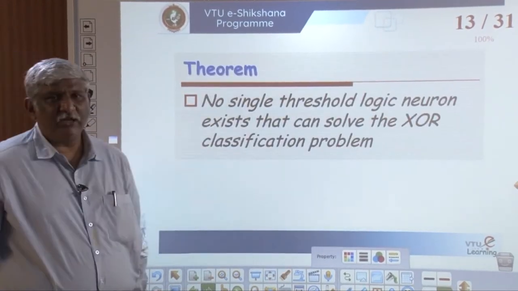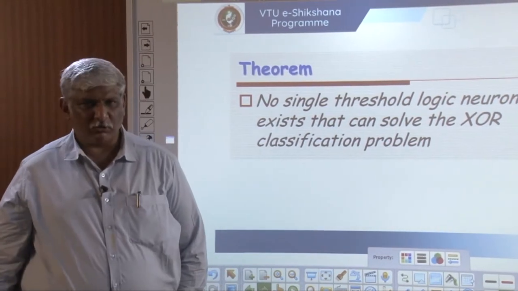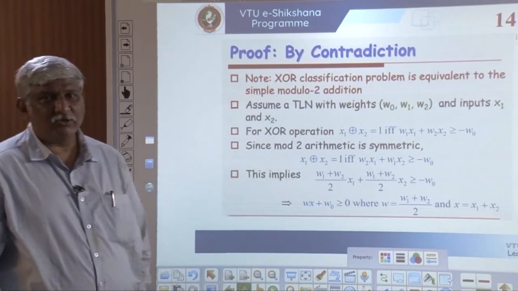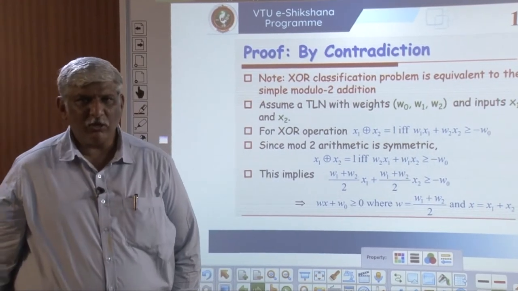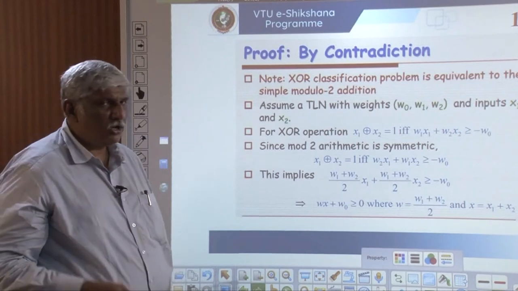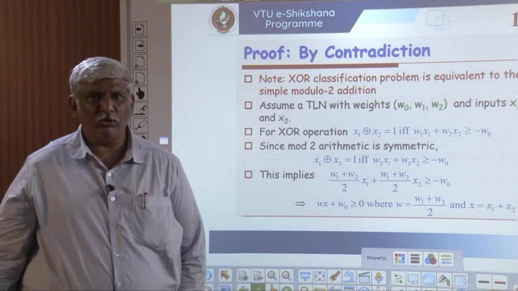So, what is actually the theorem here? No single threshold logic neuron exists that can solve the XOR problem. Why is this theorem there? This is actually the proof by contradiction. In the case of the XOR classification problem, it is equivalent to simple modulo 2 addition, right. So, what is meant by modulo 2 addition? 1 plus 1 is going to be 0 with a carry of 1, right. So, that is actually the modulo 2 addition.